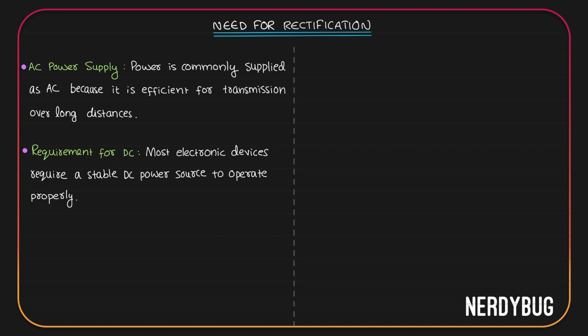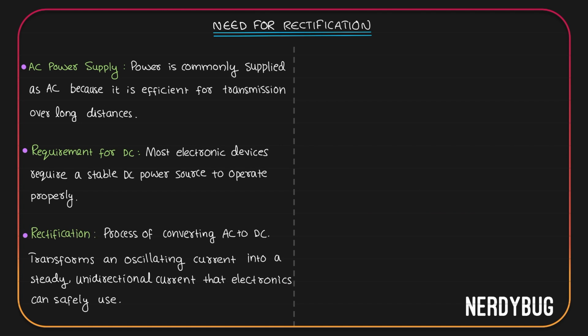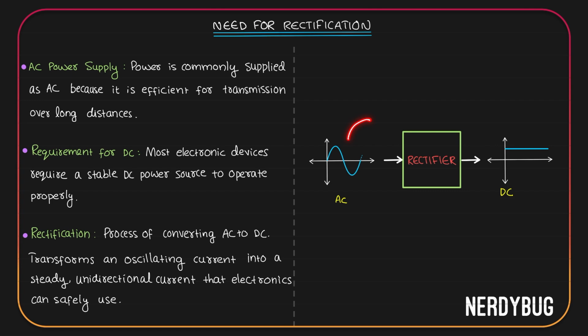This is why we need rectification. Rectification is the process of converting AC to DC. It transforms an oscillating current into a steady unidirectional current that our devices can safely use. What an ideal rectifier would do is this. It will take a fluctuating AC input and convert it into a steady unidirectional DC output.